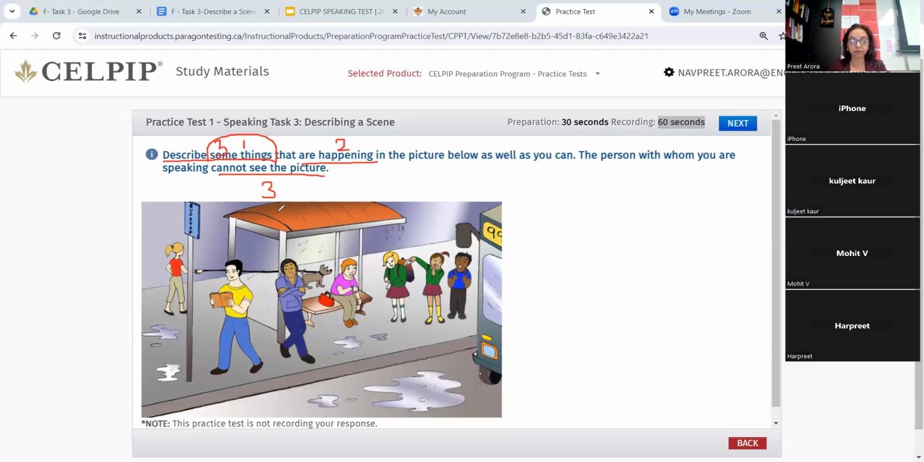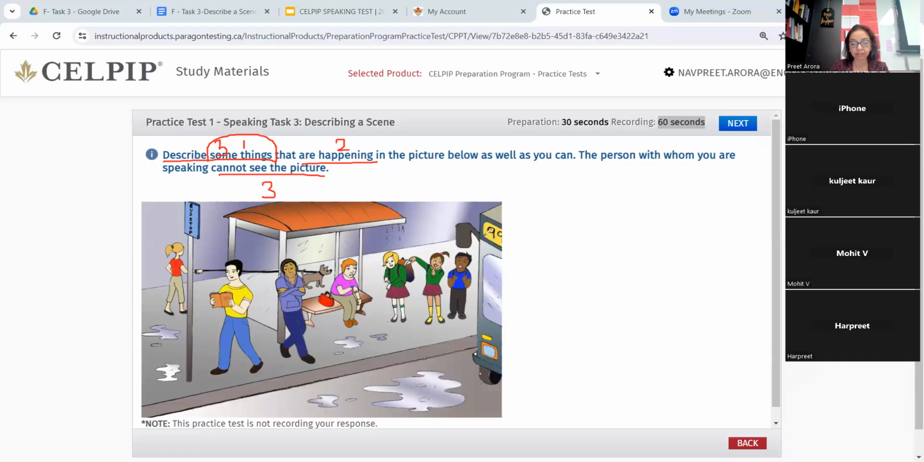Now, as I mentioned, it will be a scene where the people will be crowded and they'll be doing something. Since the other person cannot see the picture, you have to describe in detail the components of this picture, what is happening. Now, let me come back to point number one, which is some things. So what are the some things that are happening?